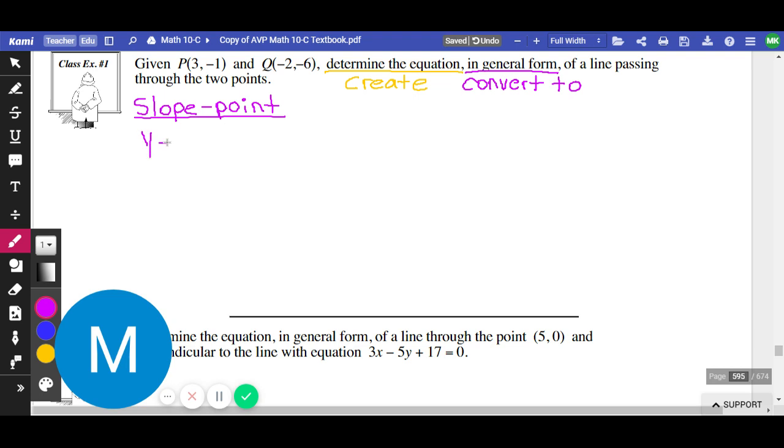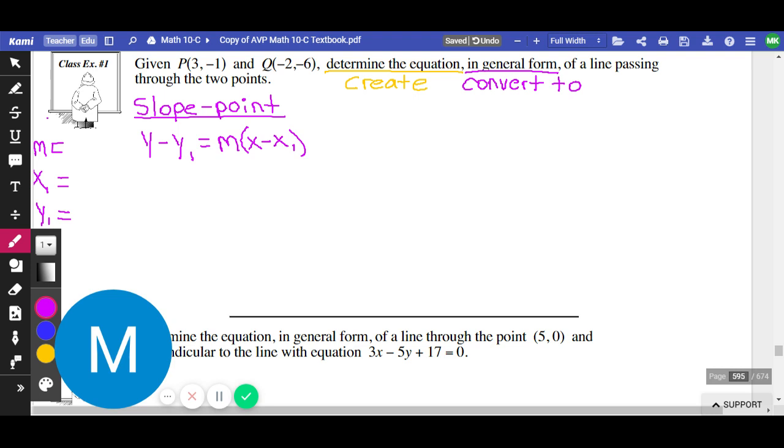y minus y1 equals m times x minus x1, where you want to fill in what m equals, what x1 equals, and what y1 equals. Fantastic. Let's start with trying to figure out what m is. If we want to create slope-point form, we've got to figure out what m is.